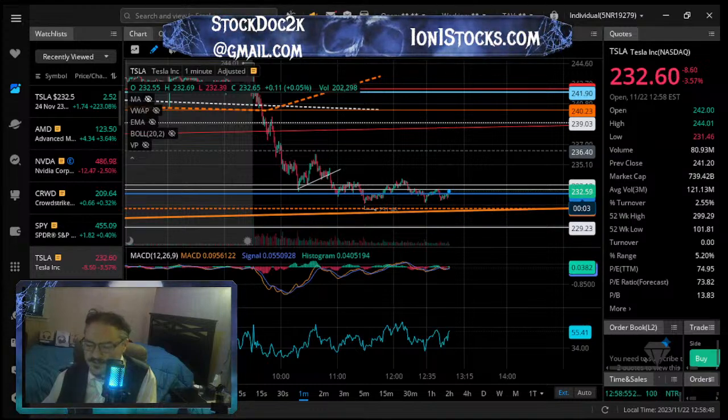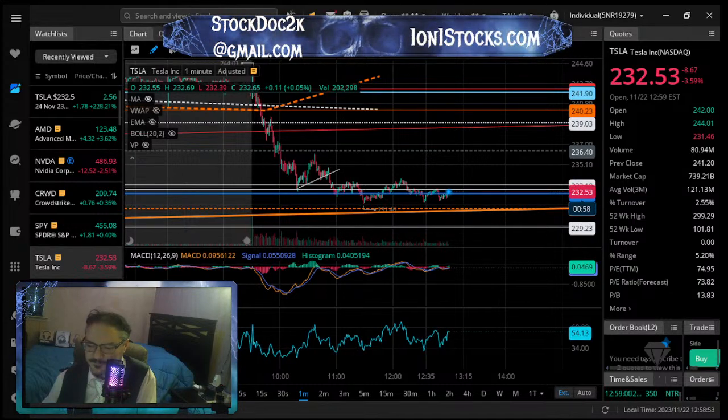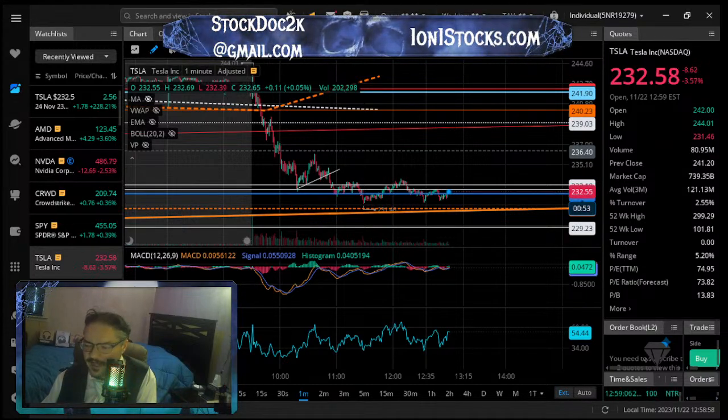So I'm pulling up the Tesla GEX chart. And if I could just slide it over. What this does is show us where the actual gamma exposure is. I have to switch screens again.